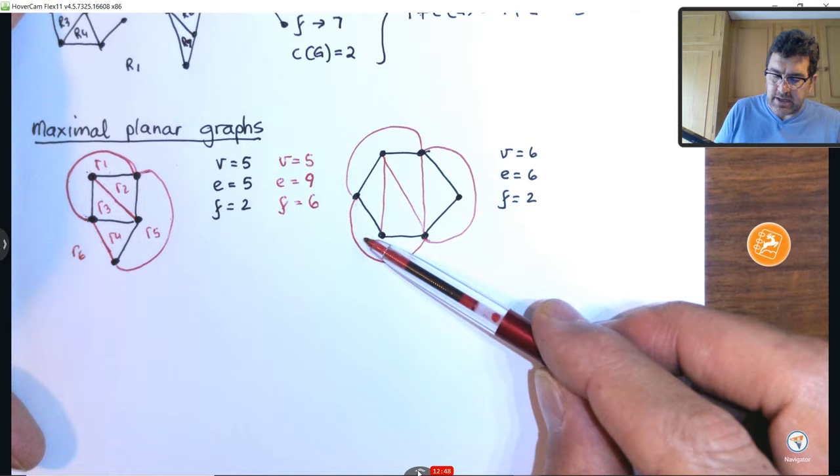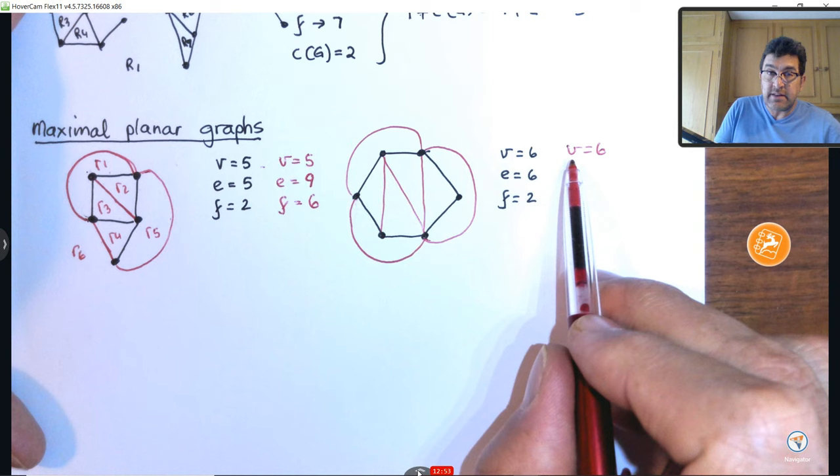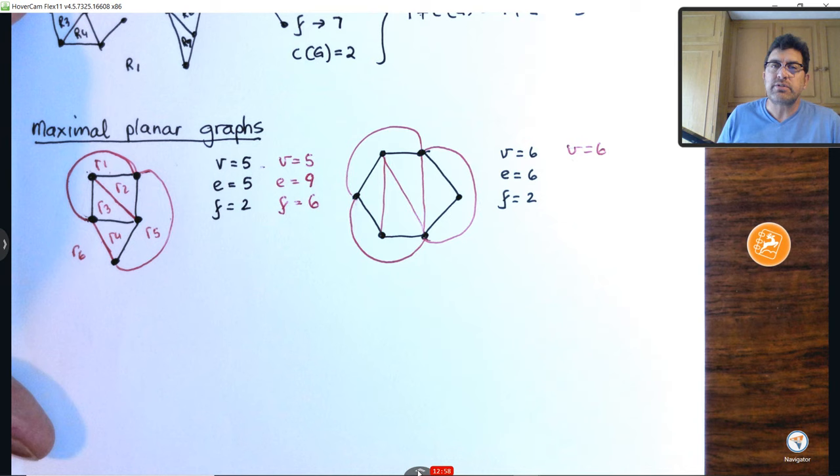Let's see, the number of vertices stay the same. Interesting. Now, that will always be the case. Why? Because you're not adding vertices, you're adding edges. So you're connecting already present vertices.